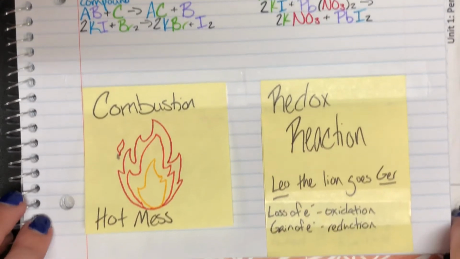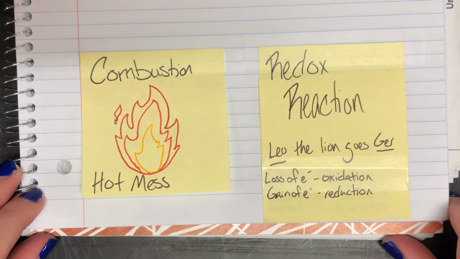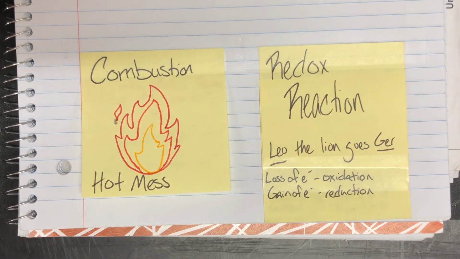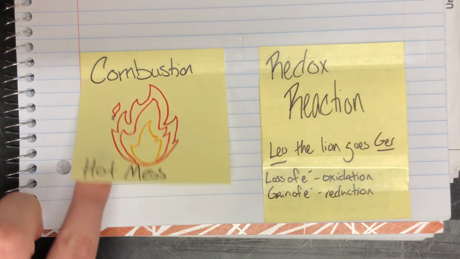Last type of reaction here, I have combustion, which you may have noticed does not have a stick figure diagram to go along with it. It instead has a flame. Combustion reactions are very commonly associated with fire. That's what it means to combust, is to light on fire. And my analogy for that is going to be hot mess. And you will see why combustion reactions are a hot mess on 2 levels.